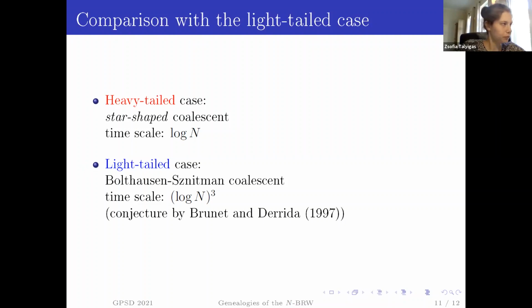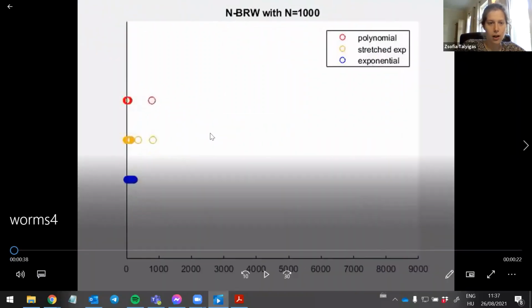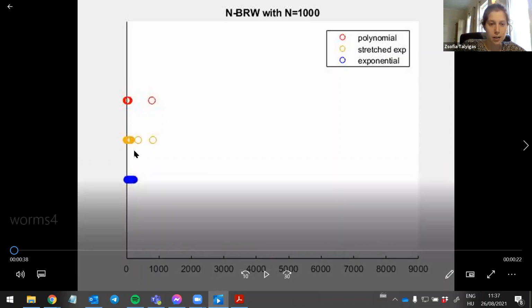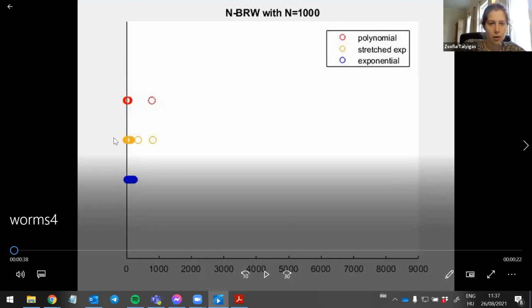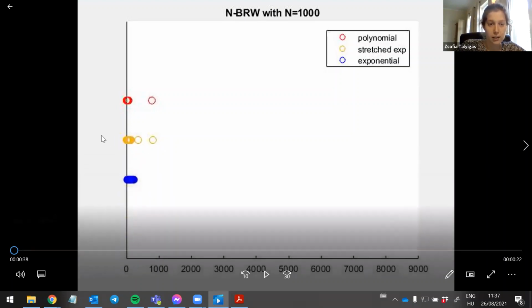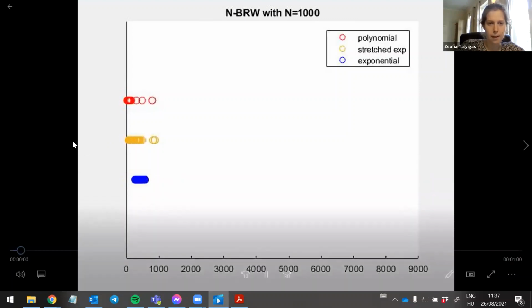And now I will finish off with a little video in which I simulated the N-BRW with 3 different jump distributions. So I've got a heavy-tailed or polynomial jump distribution in red, a light-tailed or exponential one in blue, and a stretched exponential jump distribution in yellow. So this is sort of an intermediate case between the other two. And let's see how it goes.